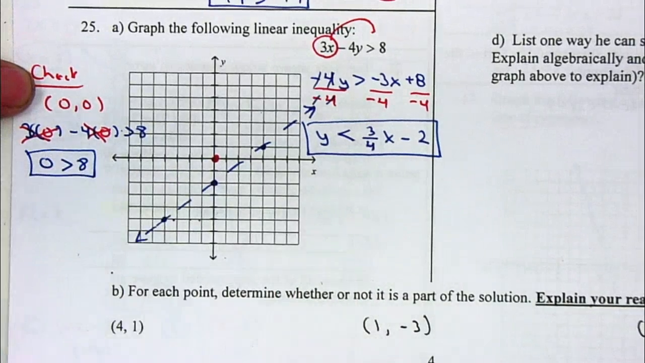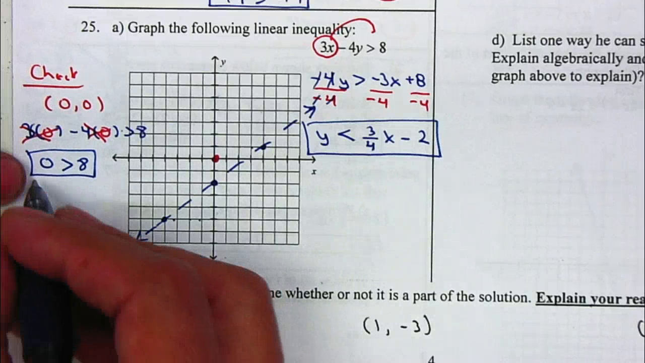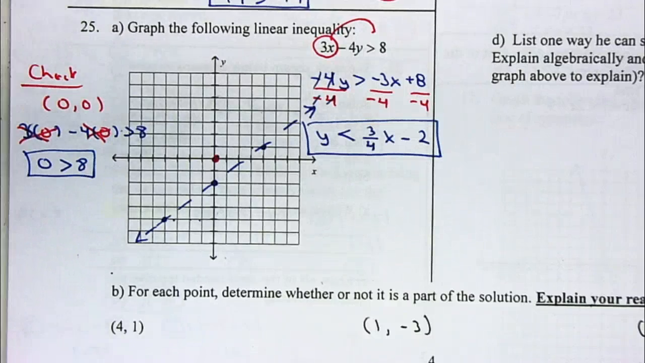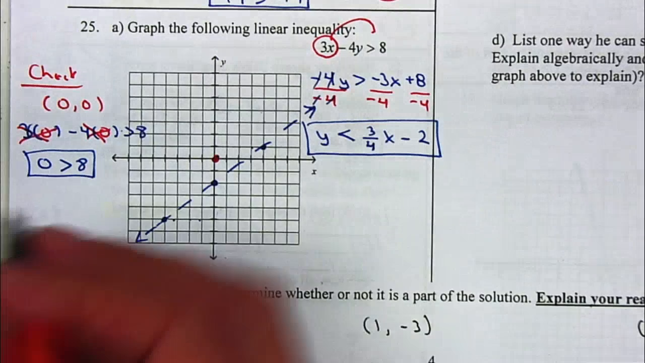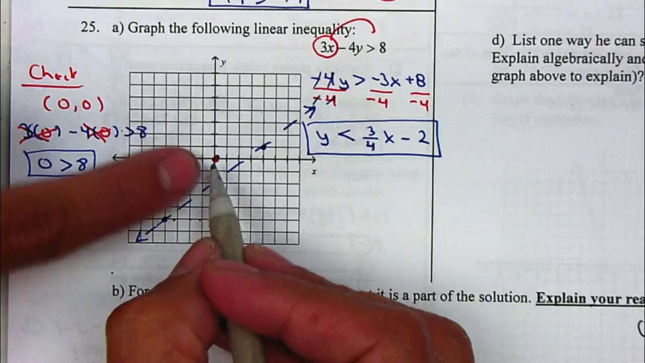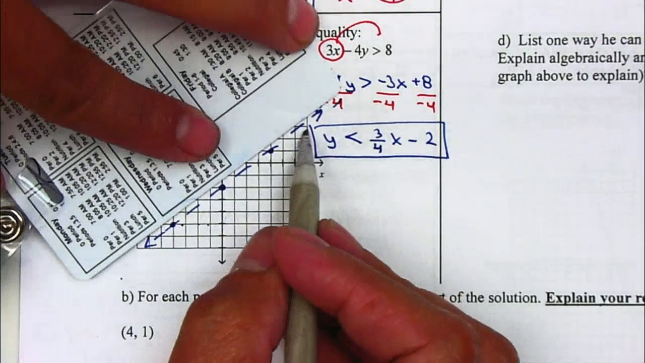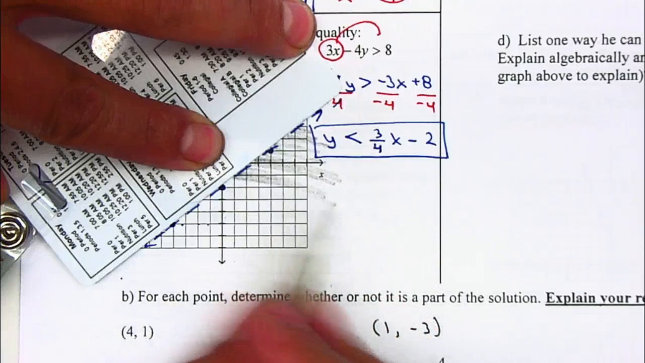I need to decide, is that true or false? Is 0 greater than 8? No, it's false. So that means that 0, 0 is not a solution. Therefore, I need to shade the opposite side, so the solution should be on the opposite side.